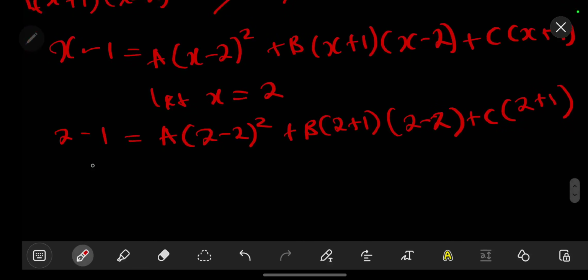Then what we are going to end up with is 2 minus 1, that will give us a 1, should be equal to a, 2 minus 2 is 0 squared, plus we have b, 2 plus 1, that's 3.